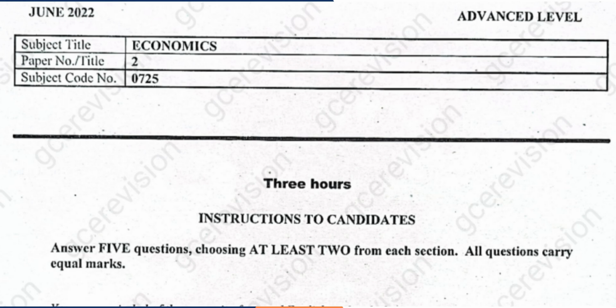Cameroon, GCE level, June 2022, Economics 2. Answer 5 questions, choosing at least 2 from each section. All questions carry equal marks. You are reminded of the necessity for good English and orderly presentation in your answers.